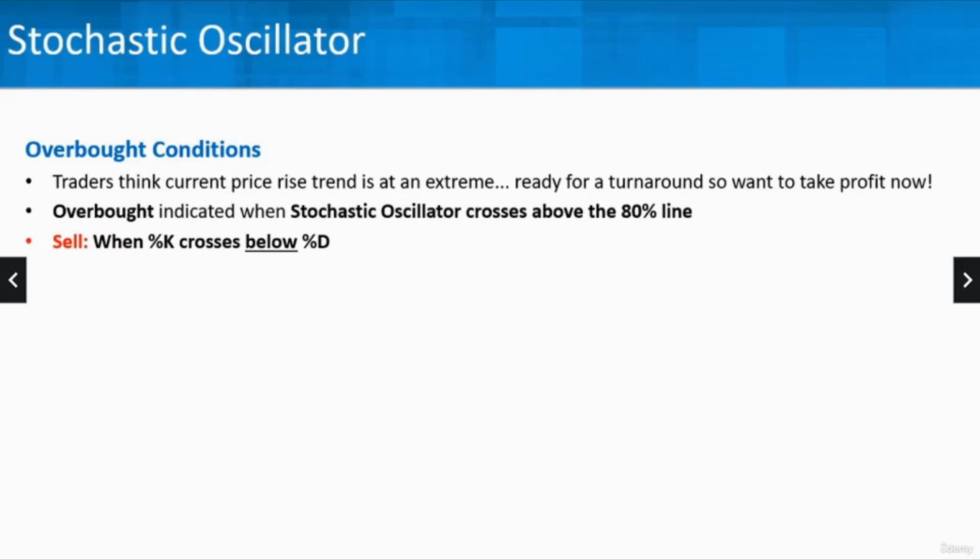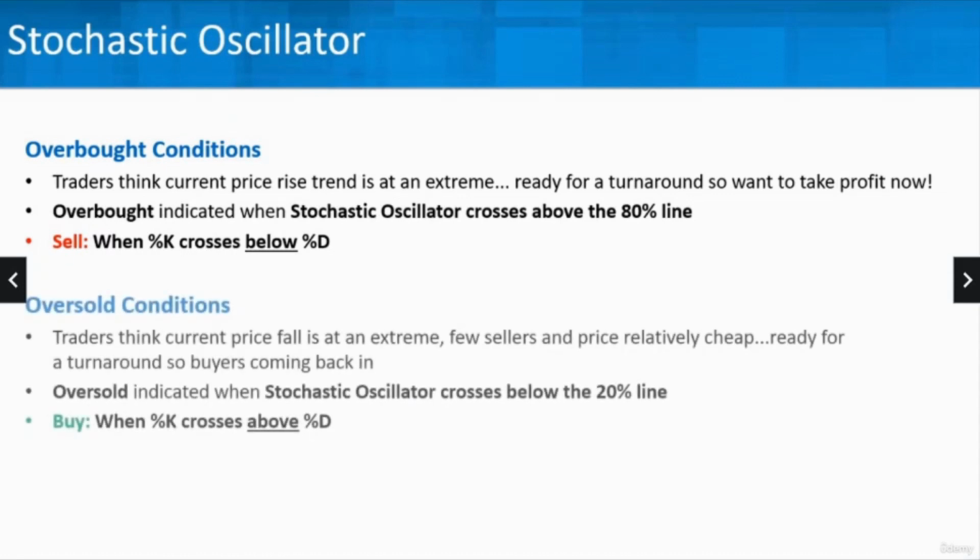Okay, so you've got two things going on here. We're looking for that overbought condition, and then we're looking for a sell signal, and that tells us when we're getting really close to the peak, when the percentage K crosses below the percentage D. An oversold condition is when traders think the current price fall is an extreme. It's gone way down in price. There are few sellers, and the price is relatively cheap, and it's ready for a turnaround. We're thinking buyers are going to start coming back in.